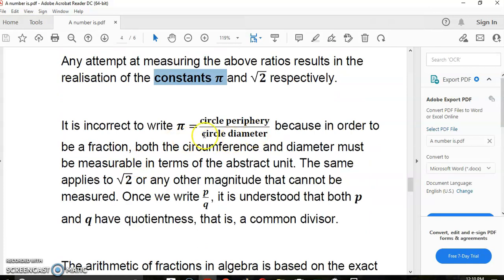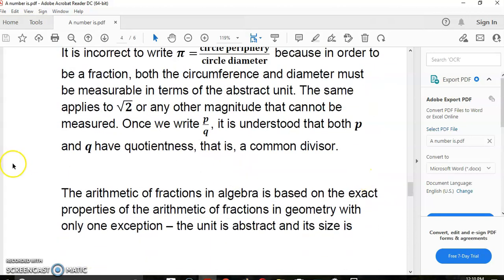So it is incorrect to write pi is equal to circle periphery over circle diameter, because in order to be a fraction, both of these must be measurable in terms of the abstract unit. And of course the same applies to square root 2 or any other magnitude that has no measure. So once we write p over q, it is understood that both p and q have quotientness. In Greek, pilikotita. That means a common divisor.